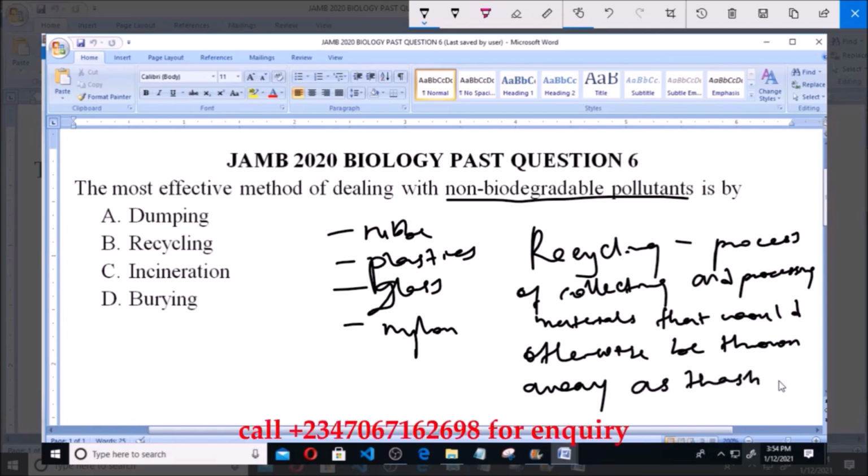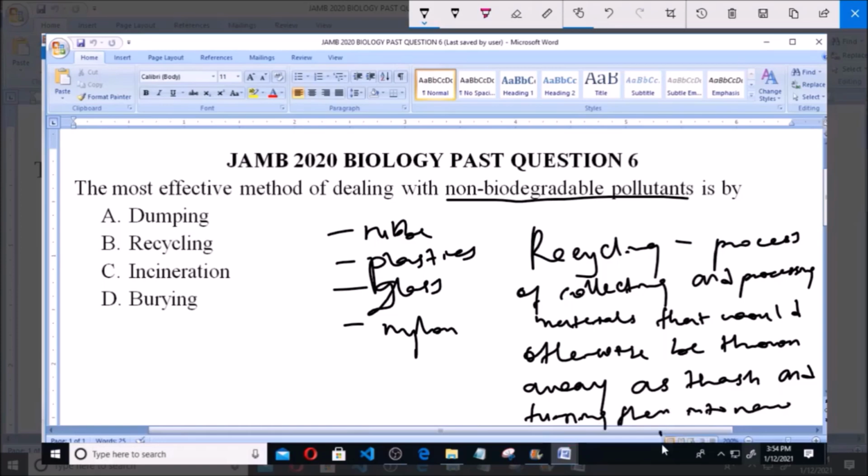But instead we recycle them and turn them into new products. So the most effective method of dealing with non-biodegradable pollutants, which is meaningful to the society and also for income generation, is by recycling these pollutants. So option B is the right answer to the question.